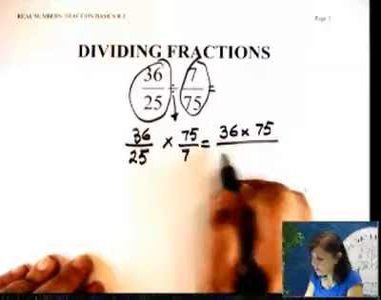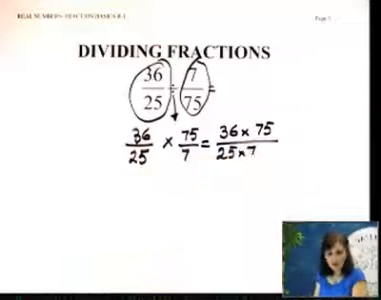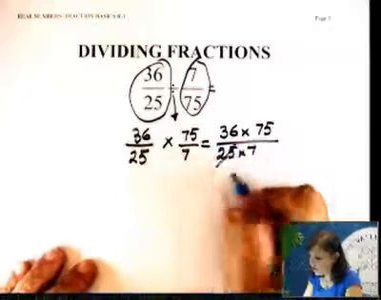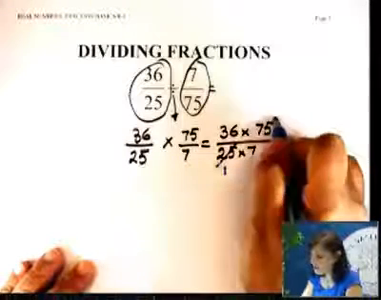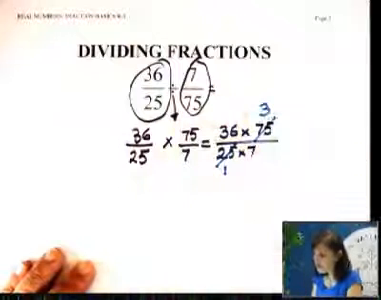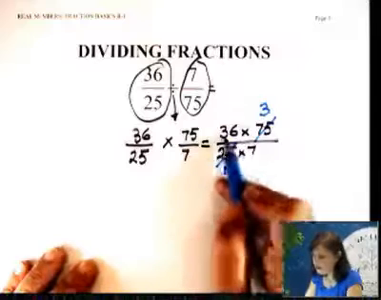You multiply across. Before you go and multiply them across, try to see if anything can be simplified. Watch. 25 divided by 25 is 1. 75 divided by 25, that's 3. Is there anything else? There's a 7. It doesn't go in there, so you multiply across.